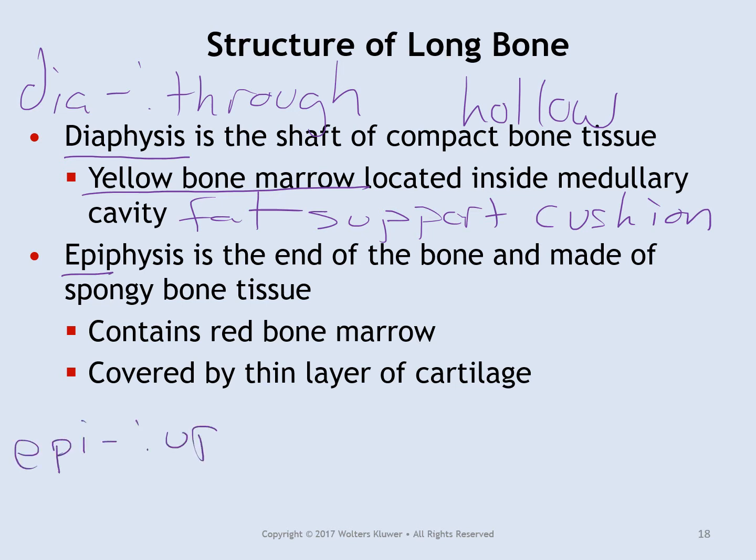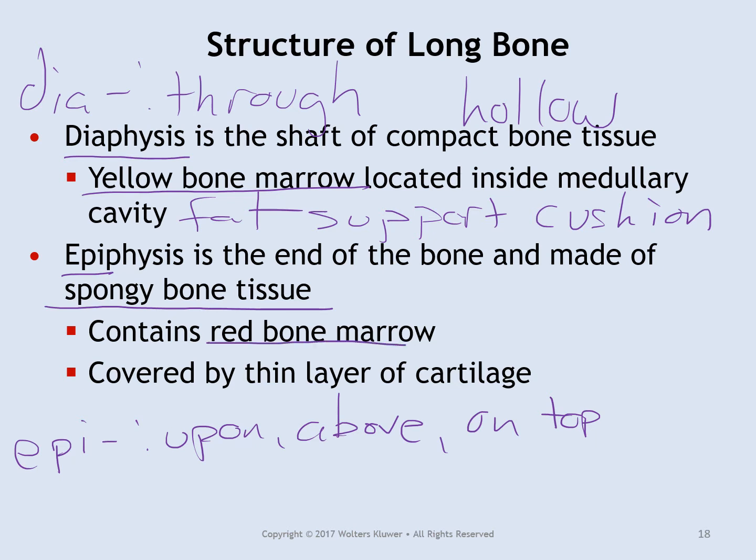Either end of the bone is the epiphysis, and we've seen this prefix epi before, right? Epi means upon or above or on top. So the epiphysis is either end of the bone. The epiphysis is not hollow, it's just made of this very, very spongy bone with lots of tiny, tiny holes in it. And this has red bone marrow.